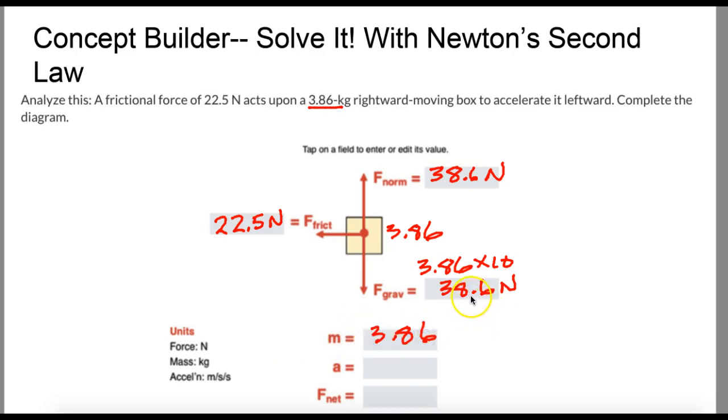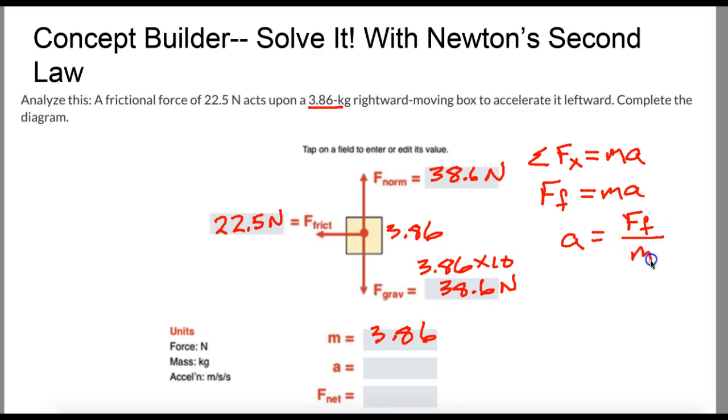We are looking for the acceleration, so one thing you'll have to do here is you'll have to say sum of the forces in the x direction are equal to the mass of the object times its acceleration. The only force acting on it is the force of friction, so force of friction is equal to the mass times the acceleration. So our acceleration should be equal to the force of friction divided by the mass.